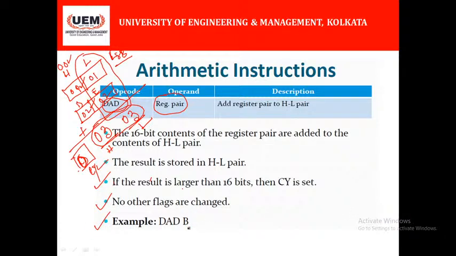For example, DAD B. If I write DAD B, then very simply, the value of the HL register pair, which is 16-bit data, and the value of the BC register pair are added, and the result is stored in the HL register pair. The carry flag will be affected after this operation.